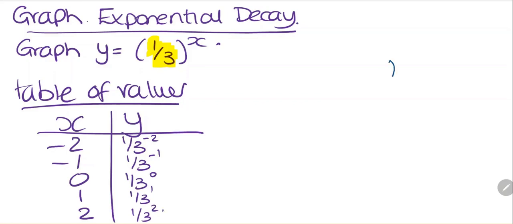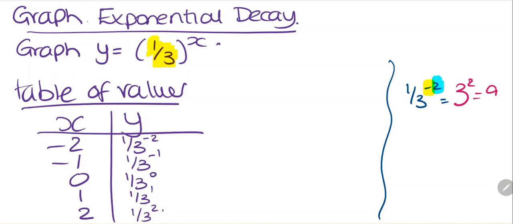So if we're to work this out, a third to -2, so we said this means this is the reciprocal. So that means we're going to flip this. So this is going to be 3 and it's going to be squared. So it'll be 9. And 1/3 to the -1. So reciprocal, so we're going to flip it. So it's 3 to the power 1, which will just be 3.